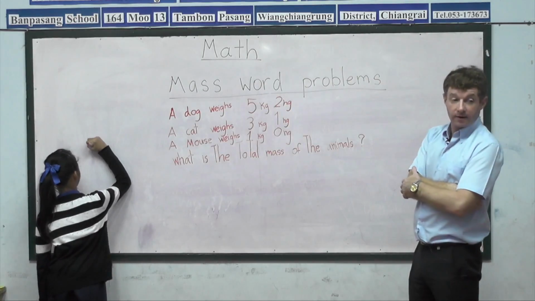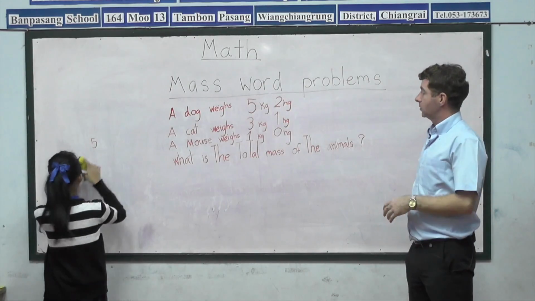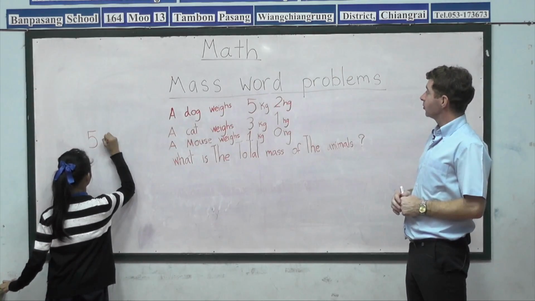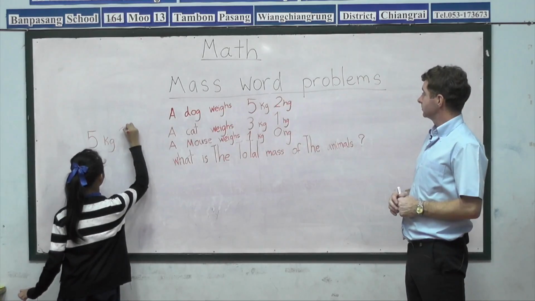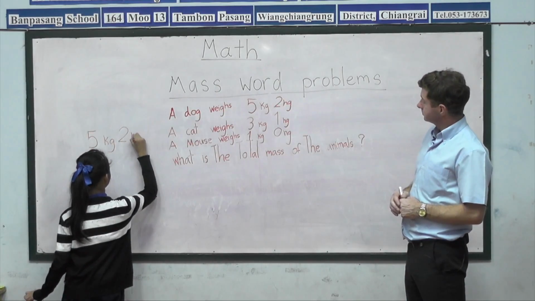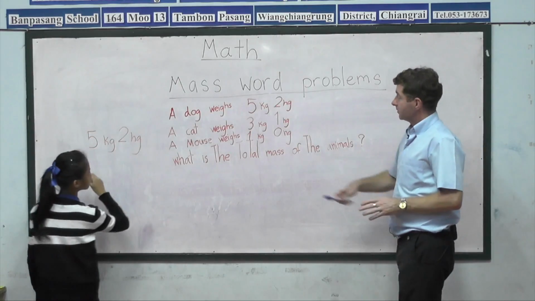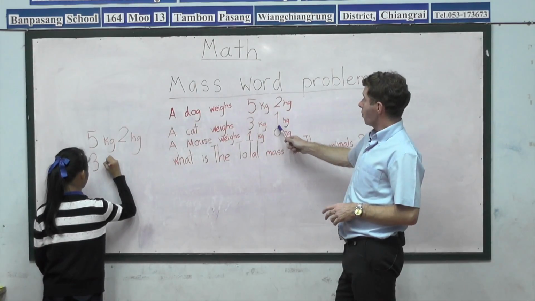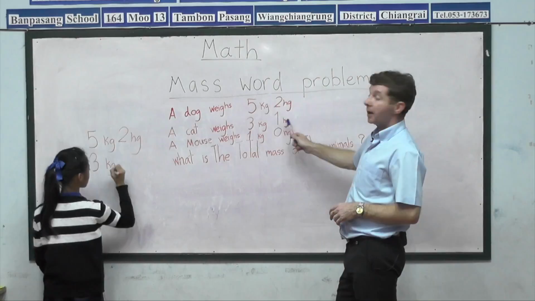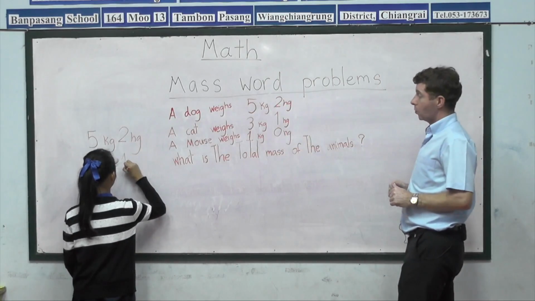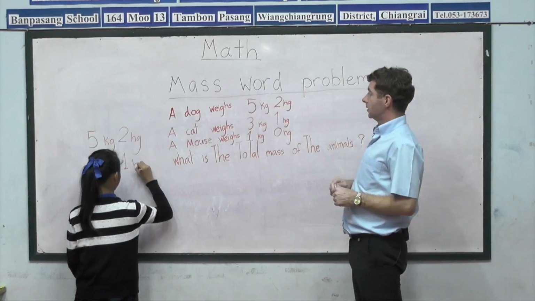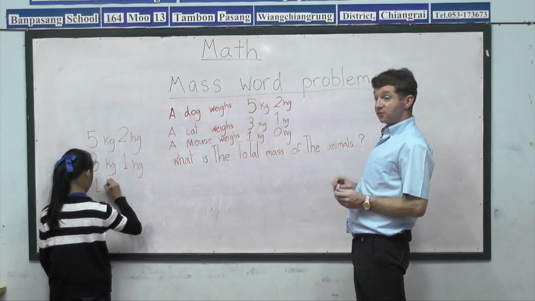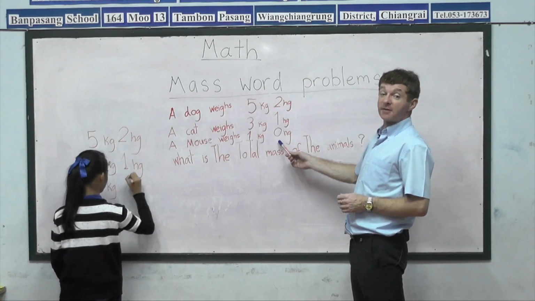5 kilograms, 2 hectograms. Then 3 kilograms, 1 hectogram. 1 kilogram, 0 hectograms.